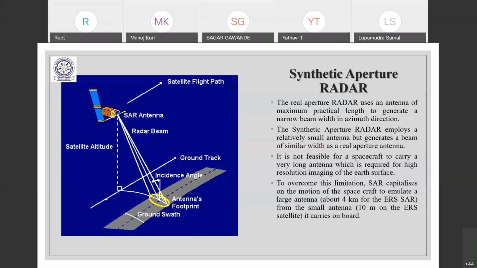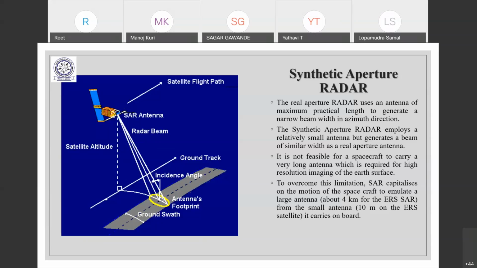But in satellites, we cannot send very large radars. So there is a disadvantage in the resolution of the data, because the larger the radar is, the higher the resolution will be. So with a small radar, we can get only a very coarse resolution. So what we do is that we utilize the movement of the satellite and synthetically create a very large radar. So this is called synthetic aperture radar.